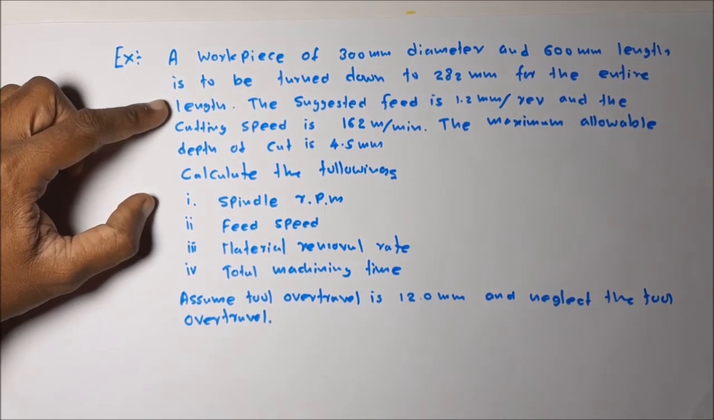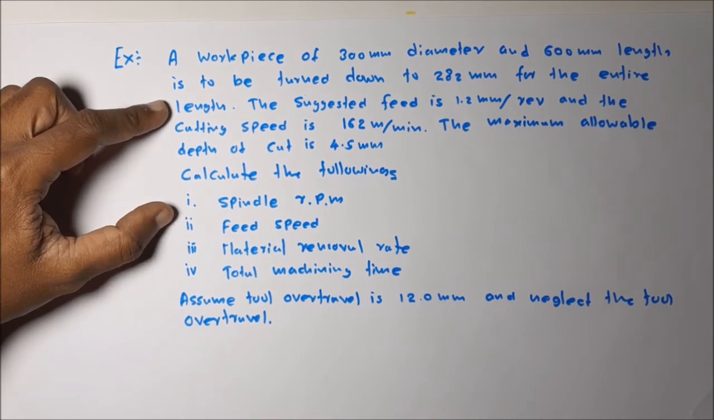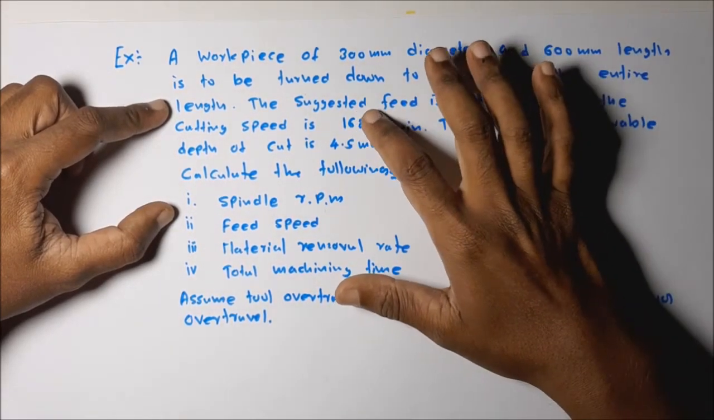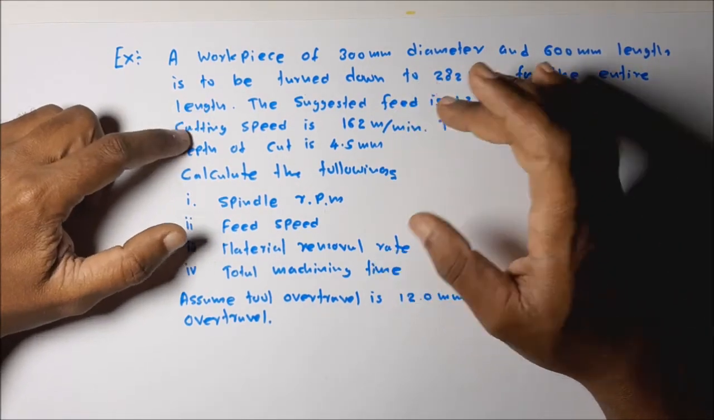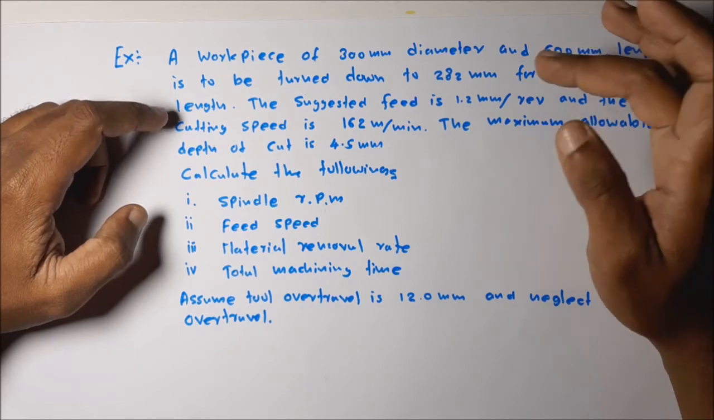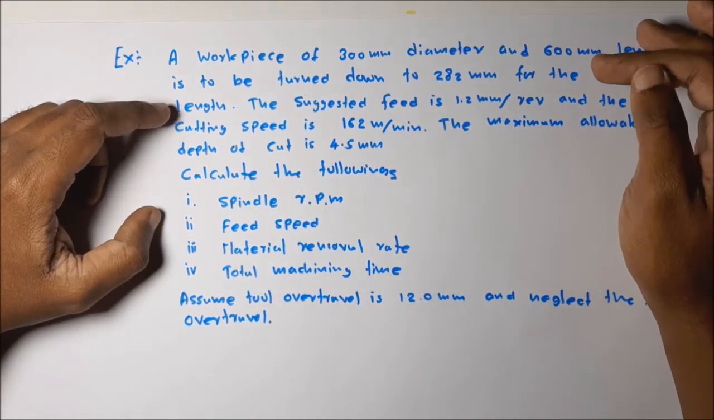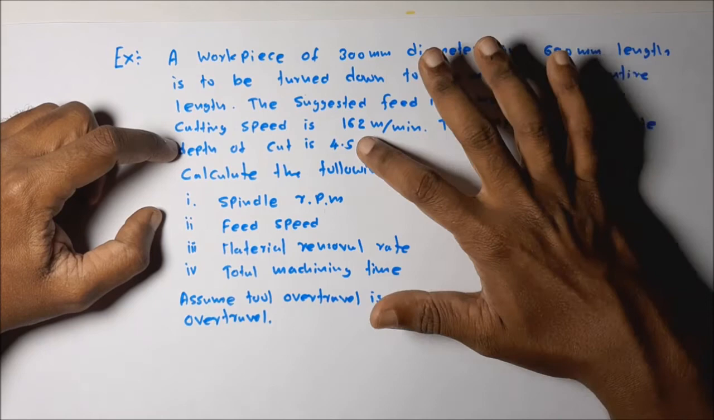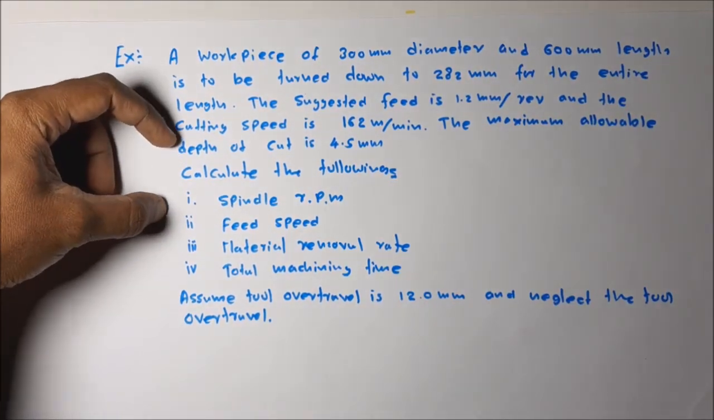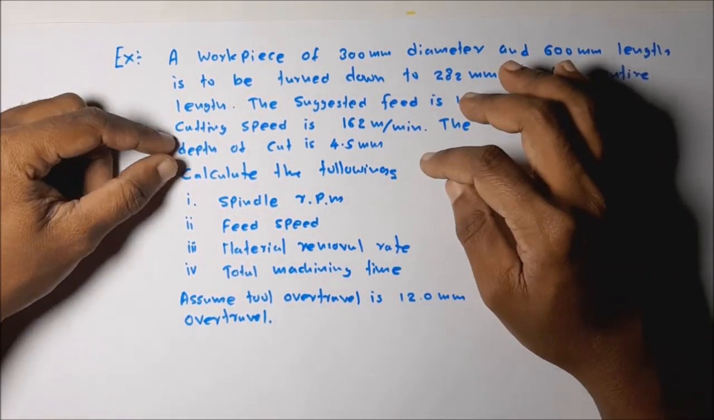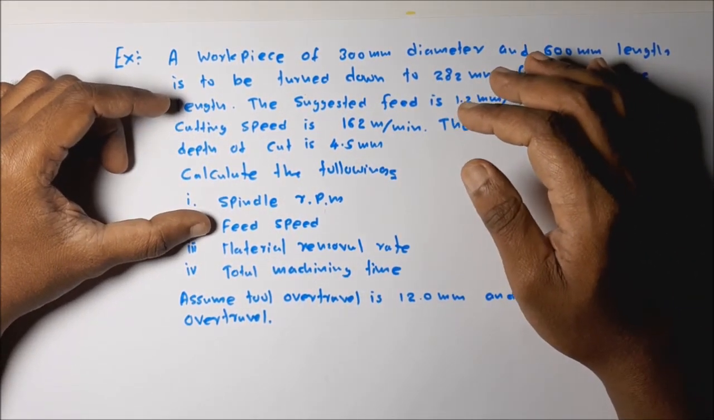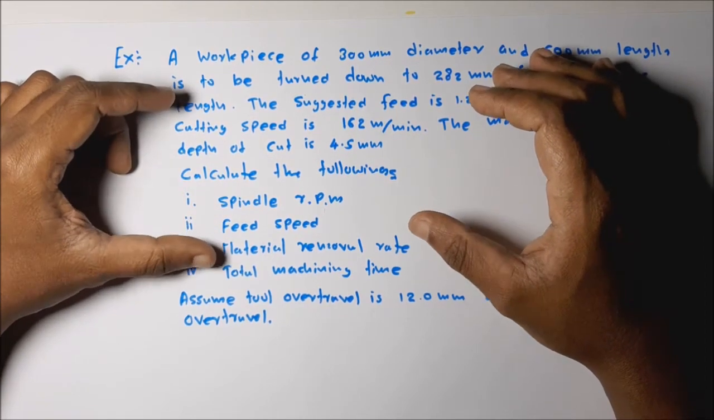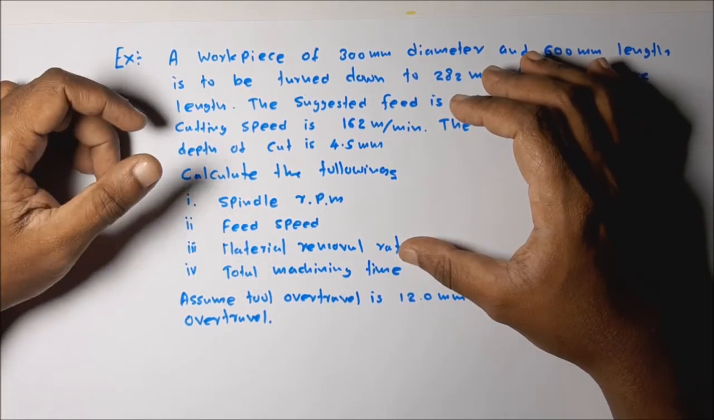The suggested feed rate is 1.2 mm per revolution and the suggested cutting speed is 162 meters per minute. The maximum allowable depth of cut is 4.5 millimeter. Then calculate the following: the spindle RPM, the feed speed, the material removal rate, and the total machine time.